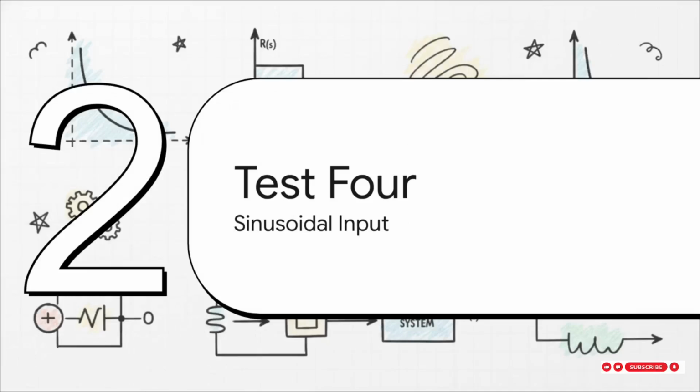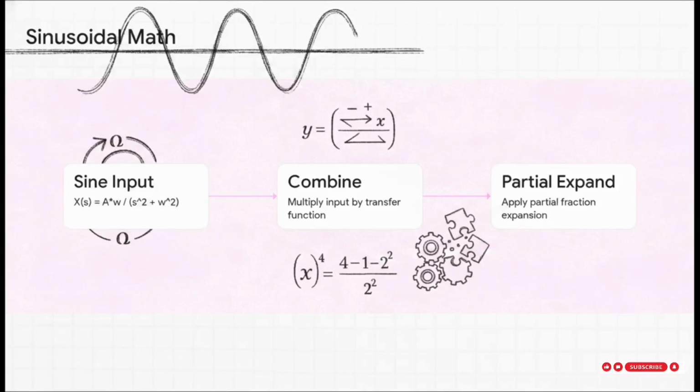Finally, test 4, the sinusoidal input. Picture a temperature bath just endlessly cycling between hot and cold. How does our sluggish thermometer keep up with a constantly moving target? Well, to solve this derivation, we combined our frequency-based input, where omega represents the frequency of the oscillation, with our transfer function. The Laplace transform for a sine wave is a times omega over s squared plus omega squared.